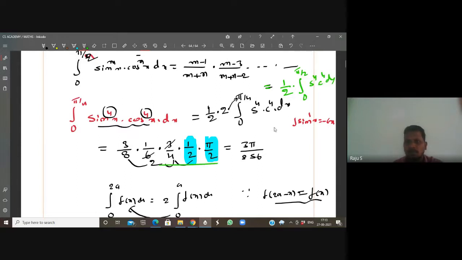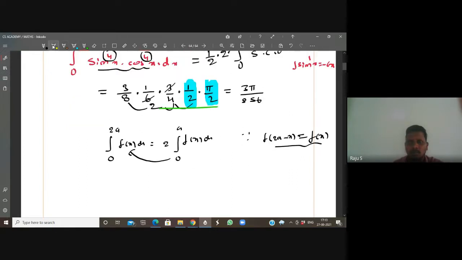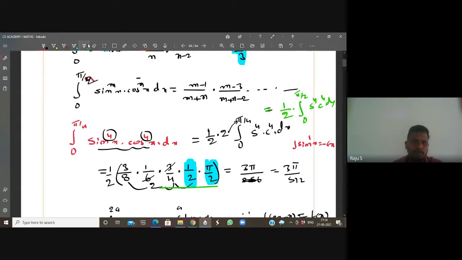So 1 by 2 is there outside. Everything is the same, but here the whole value has 1 by 2 outside. Now what about the value? 3 pi by 512. Right. When the limits are 0 to pi by 2 alone, we can apply these properties. Not pi by 4. Pi by 2 only.